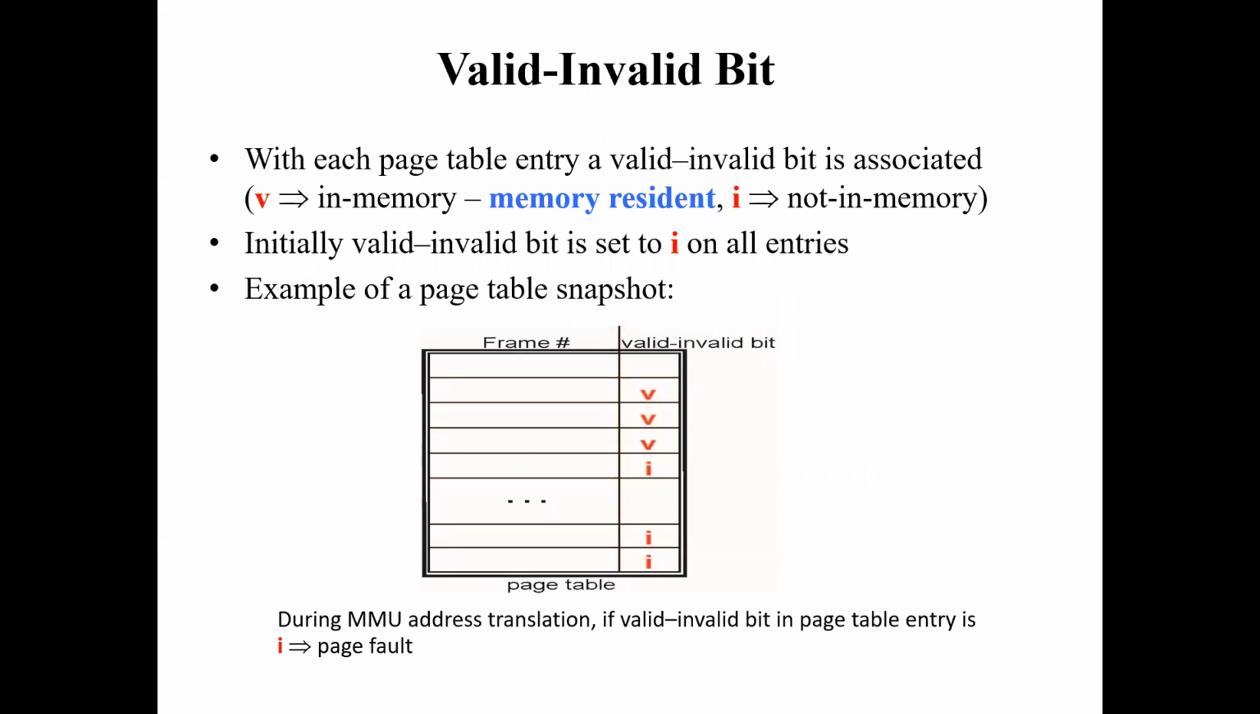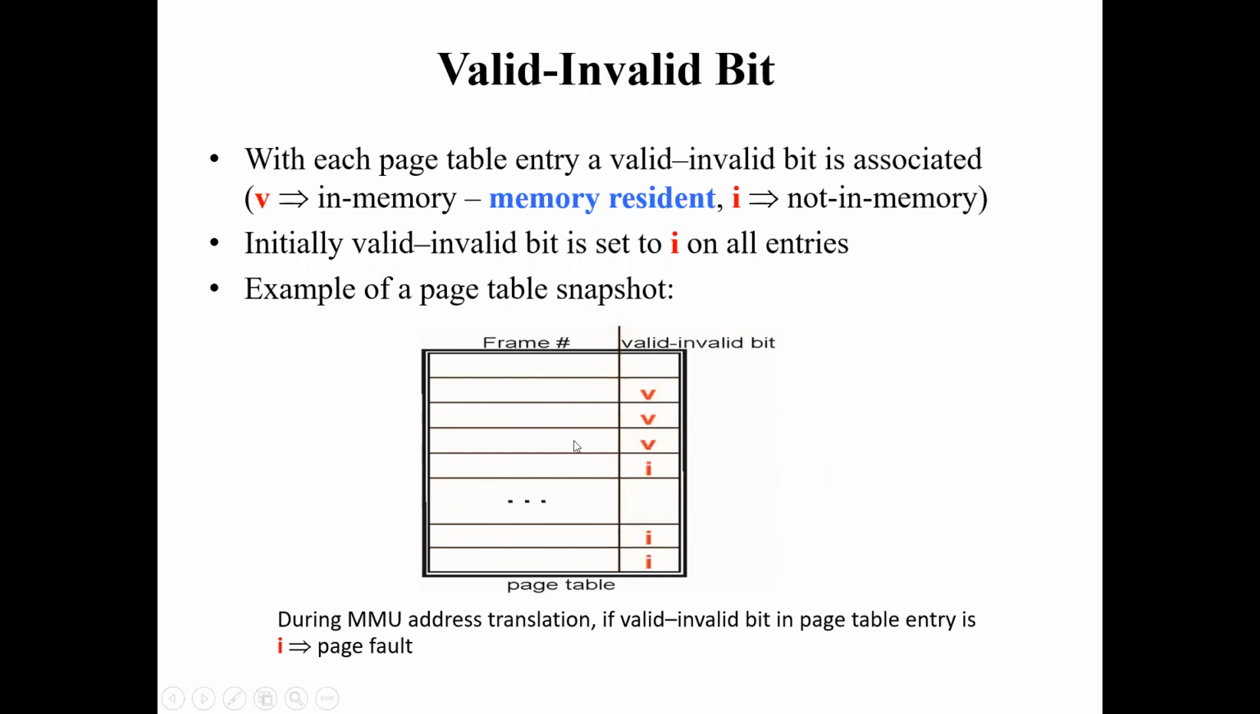So this is the main structure of your page table. Here, if you see, you have the frame number and you have the valid and invalid bit. Initially, all the entries of your valid and invalid bit will be I.